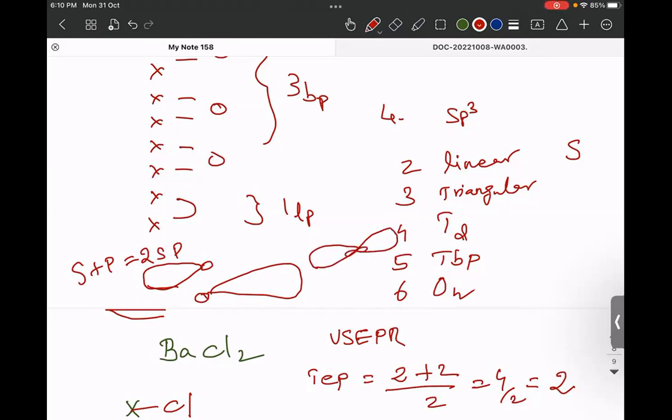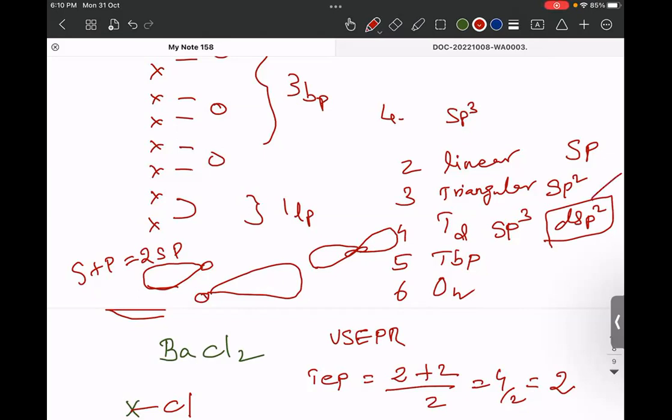Okay. So if you have number 2, it definitely becomes SP: 1S and 1P. The 3 means SP2. 4 means SP3 or DSP2. Please remember this will occur only in the complex coordination compounds, not in the simple inorganic molecule. It will occur only in the complexes.